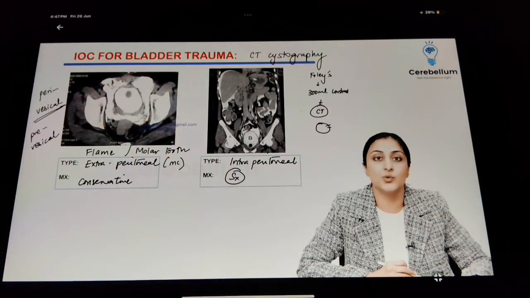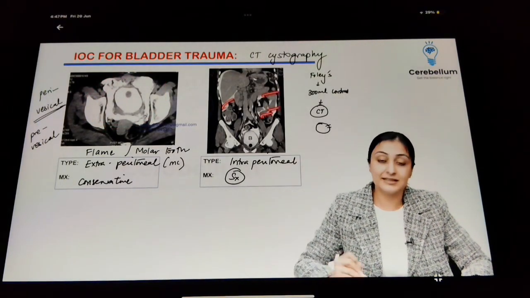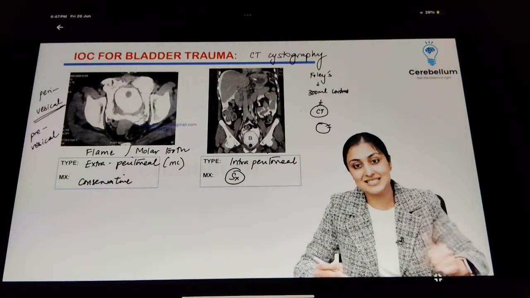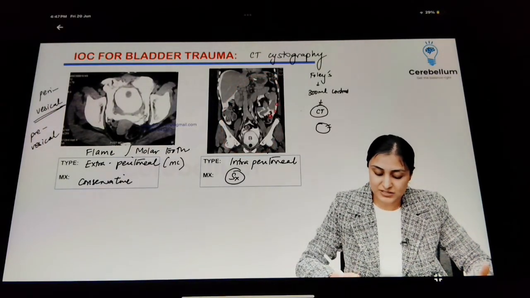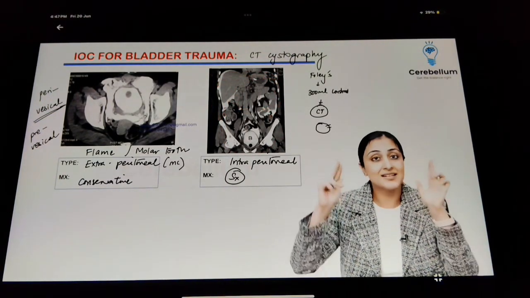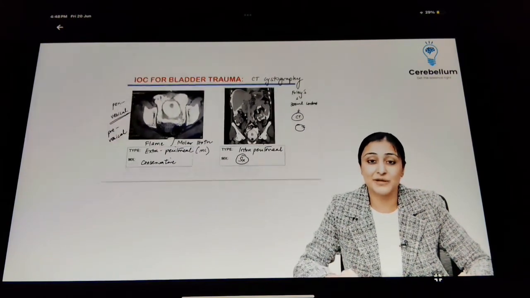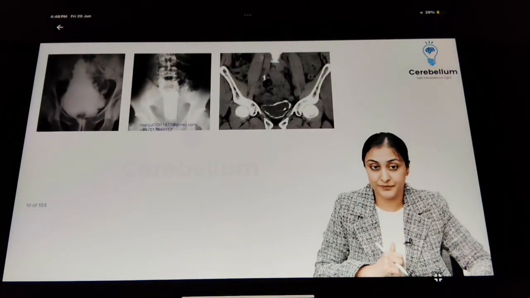If the contrast is around the bladder, it's extraperitoneal. Sometimes the image may not be very good. They might also give you an X-ray cystography, an X-ray instead of a CT. In that case, you'll see the contrast going here and there. But remember, if the contrast goes around the bowel into the peritoneal space, that's intraperitoneal bladder rupture. Yeah. Few more bladder appearances.